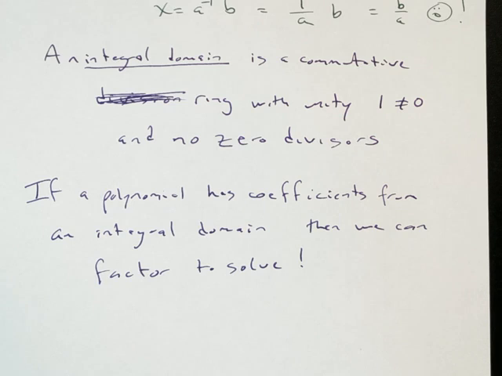So an integral domain is kind of between a commutative ring with unity and a field. A field is where everything has an inverse. But this integral domain is kind of in the middle.